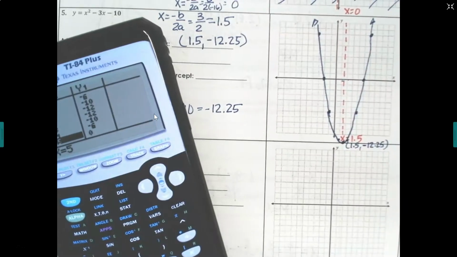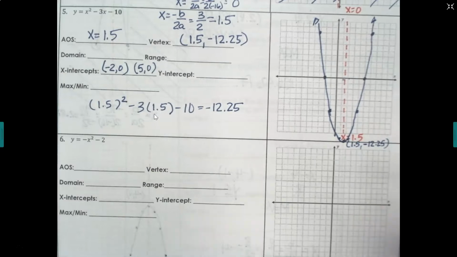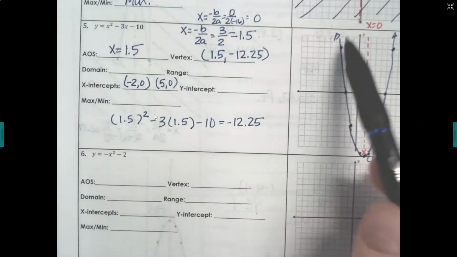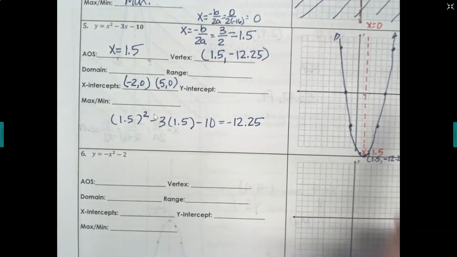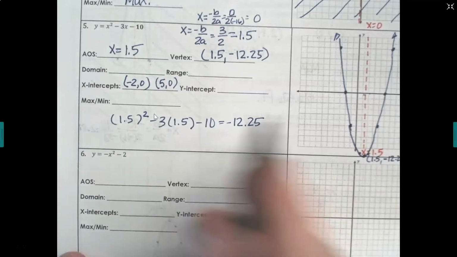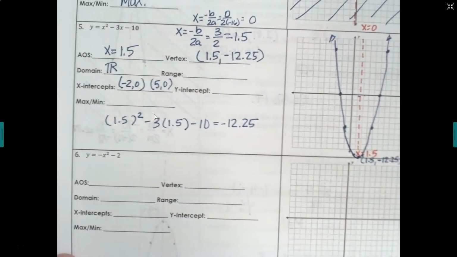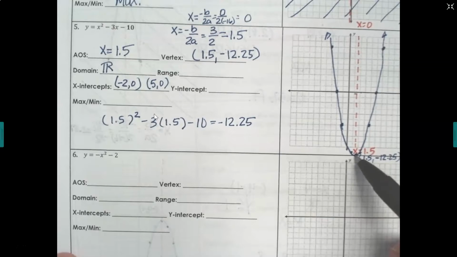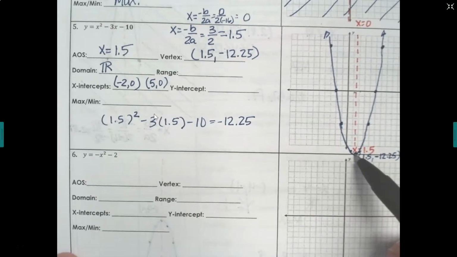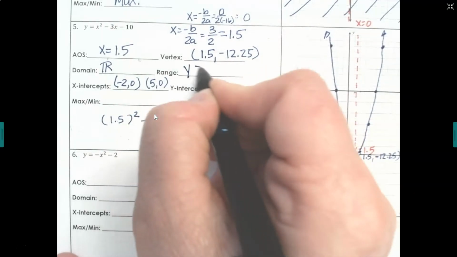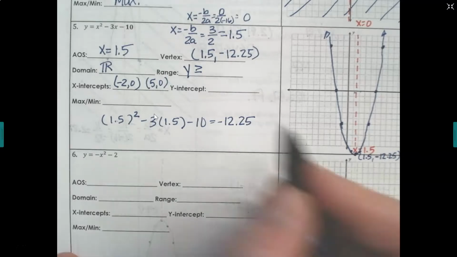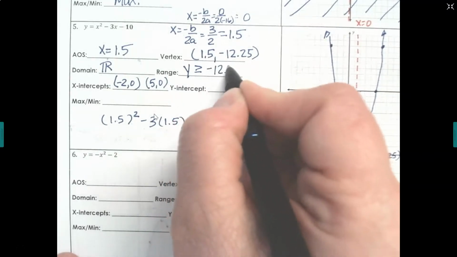All right, so we get this big graph because we're able to see. We started at the bottom, we were able to go all the way to the top. We could have kept going if we had a bigger graph because this is never stopping left or right. So our domain is all real numbers. And our range, our vertex is here, and the whole graph is above the vertex. So our y values are going to be greater than negative 12.25.